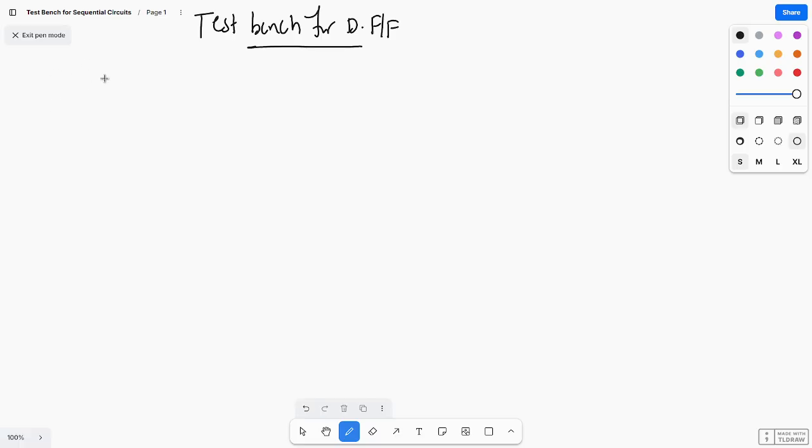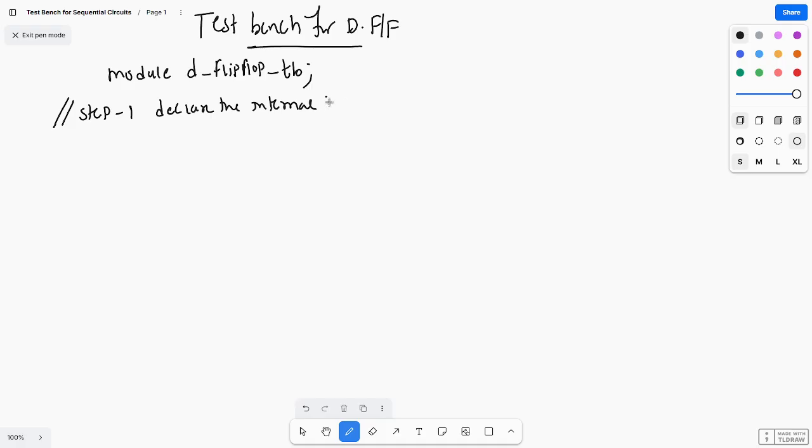Module D underscore flip flop, and the module name is underscore TB. Why are you writing the test bench? To verify the design. Step one, declare the internal variables.